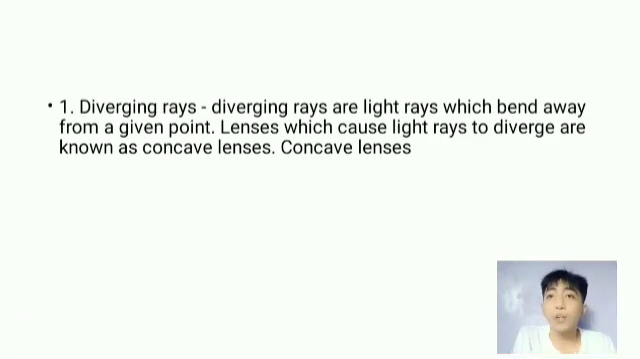Diverging rays. Diverging rays are light rays which bend away from a given point. Lenses which cause light rays to diverge are known as concave lenses.